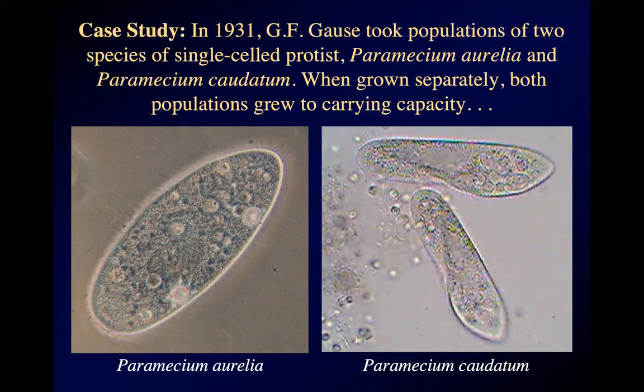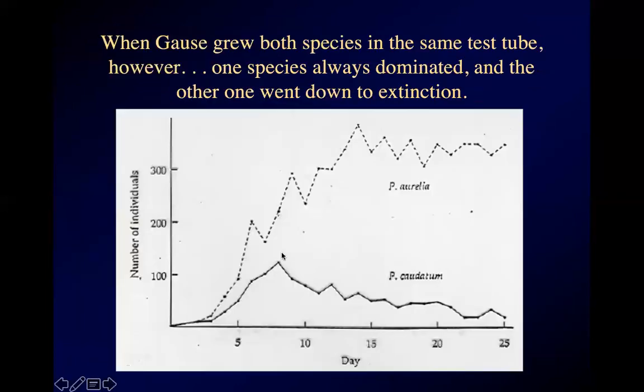And when he grew them separately, he'd start with a few paramecium in a test tube, and the population would grow and grow, and then it would level off and reach carrying capacity, as we've seen. But when both of them were in the same test tube, Aurelia would grow and grow and dominate, and Caudatum would go down to ultimate extinction. I mean, not global extinction, just extinction within that test tube.